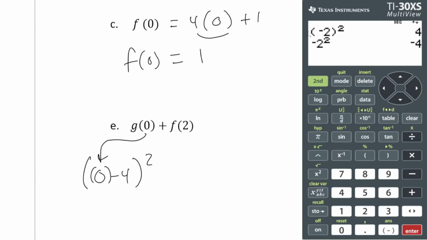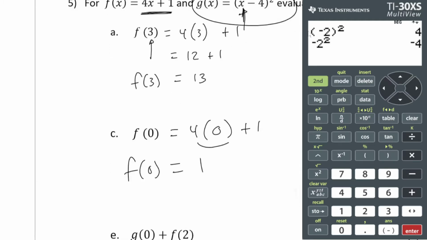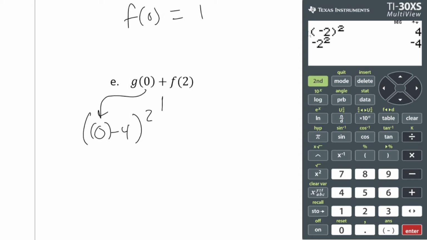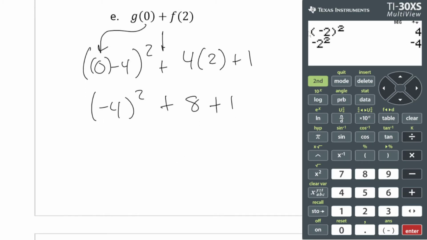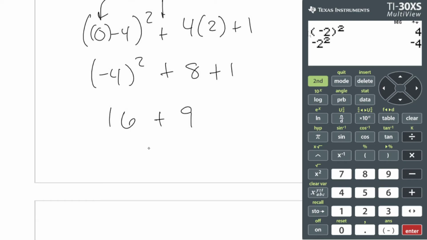And then I need to plug in 2 into the other rule. Well, the other rule is 4x plus 1. So I'm going to add to that. The other rule is 4 times x and then plus 1. Okay, well, this g part is going to become a negative 4, that gets squared, plus 4 times 2 is 8, and then plus 1. Okay, negative 4 times negative 4 is 16, plus 9. Okay, 16 plus 9 should be the number 25.